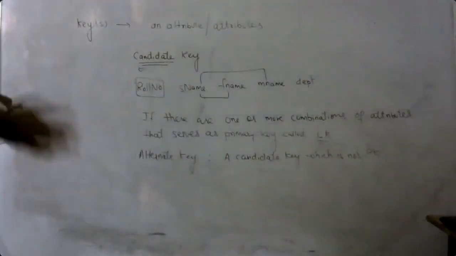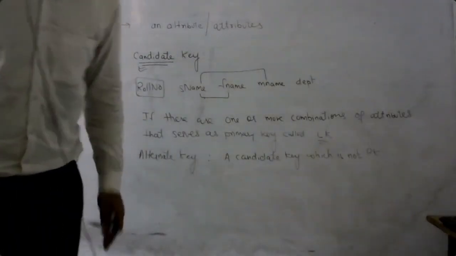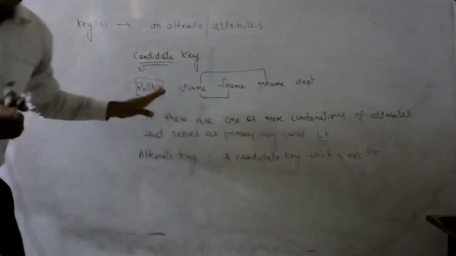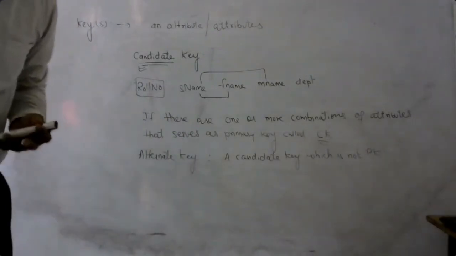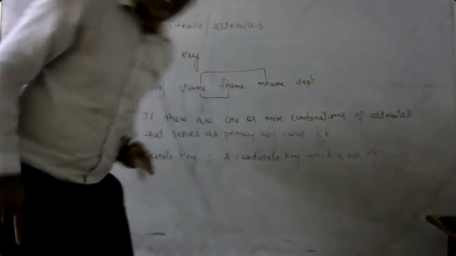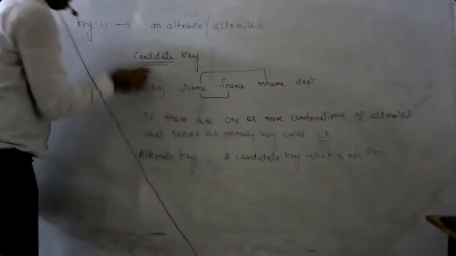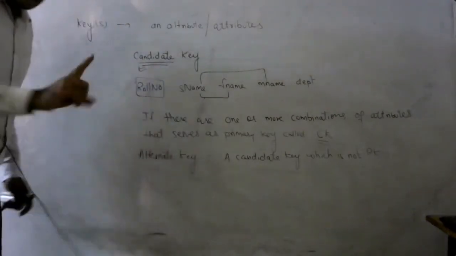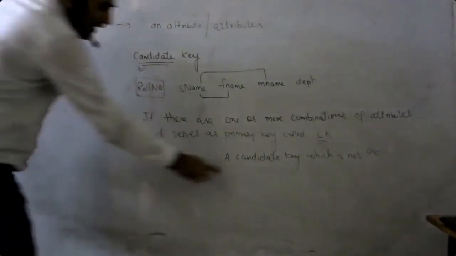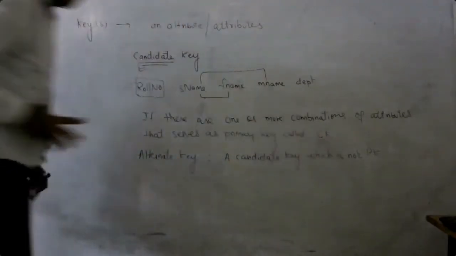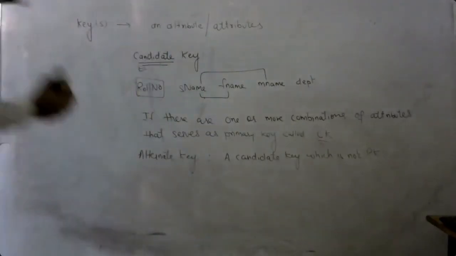If someone asks you, because these definitions sometimes confuse, what is alternate key? A candidate key which is not the primary key, because primary key is also a candidate key. A combination of one or more attributes that can serve as the primary key, but is not the primary key, is called the alternate key. A primary key can be a candidate key, but an alternate key cannot be a primary key. So the definition of alternate key: a candidate key which is not the primary key. I think it is clear to all of you.